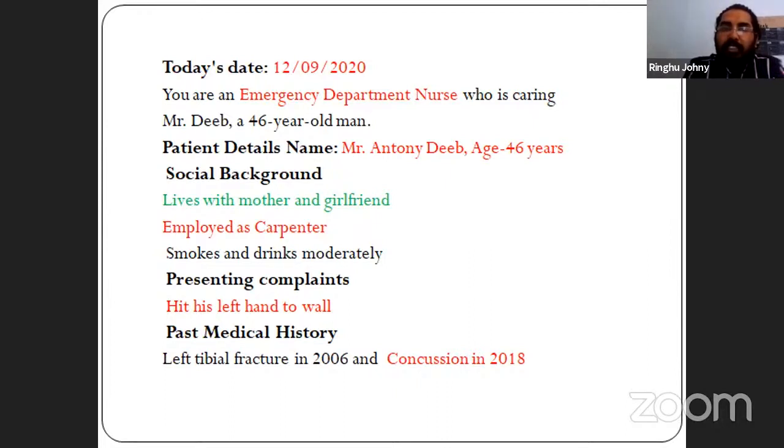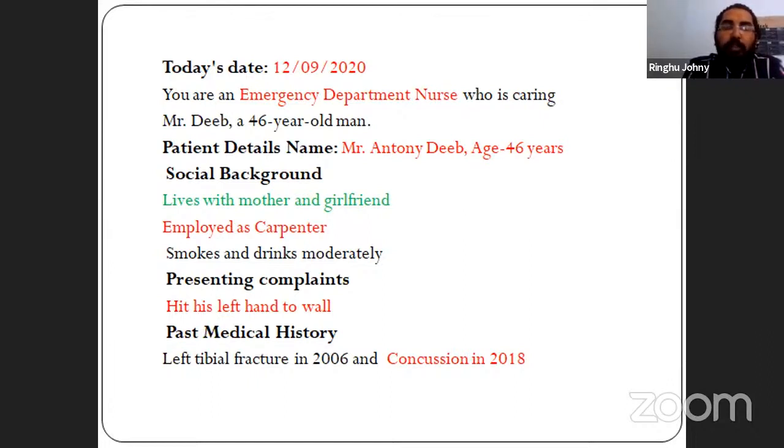Green color means it's semi-relevant. If I didn't color anything, it remains black, which means it is not relevant. I will explain how it will be relevant and irrelevant. So let's start again. The name is Mr. Antony Deeb, age 46 years, social background: lives with mother and girlfriend. We can say it's semi-relevant data, but still we can include it.